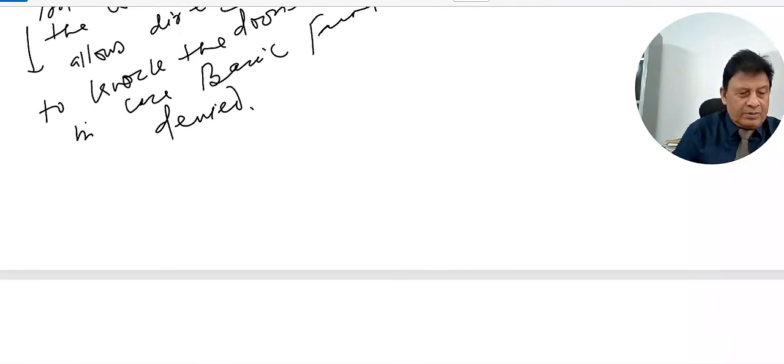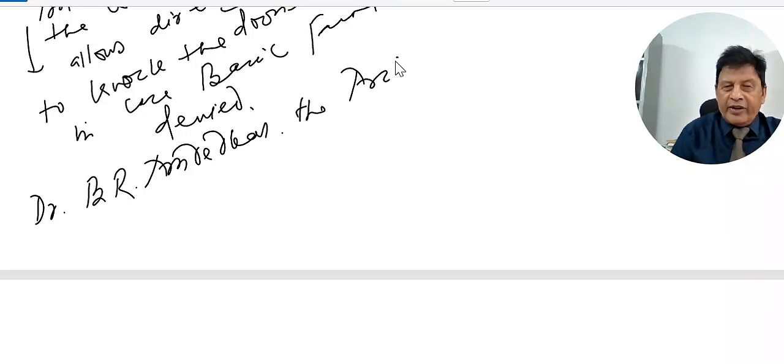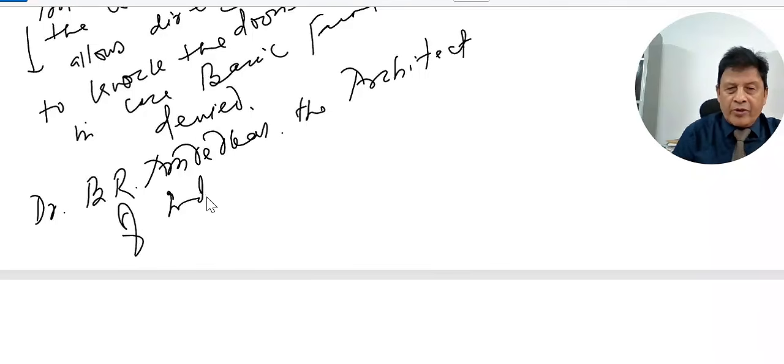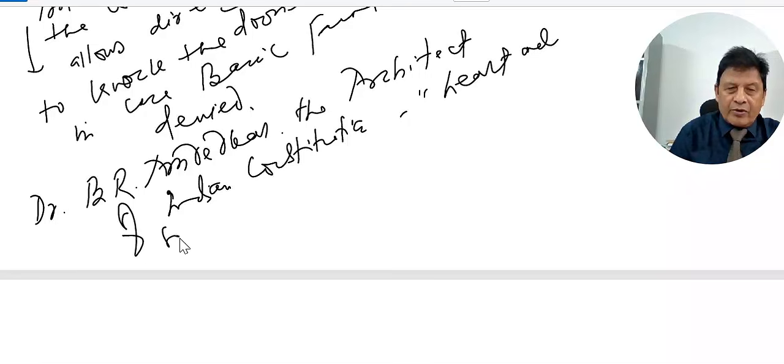डॉक्टर अम्बेडकर ने इसे कहा था, Dr. B.R. Ambedkar, the architect of the Indian Constitution, chairman of the drafting committee of the Constituent Assembly. इनका कहना था कि this right to constitutional remedies for the citizens of India is the heart and soul of the Indian Constitution.